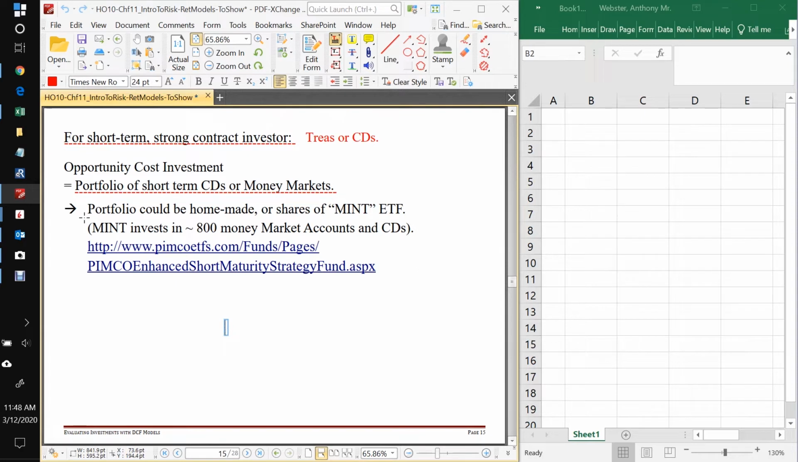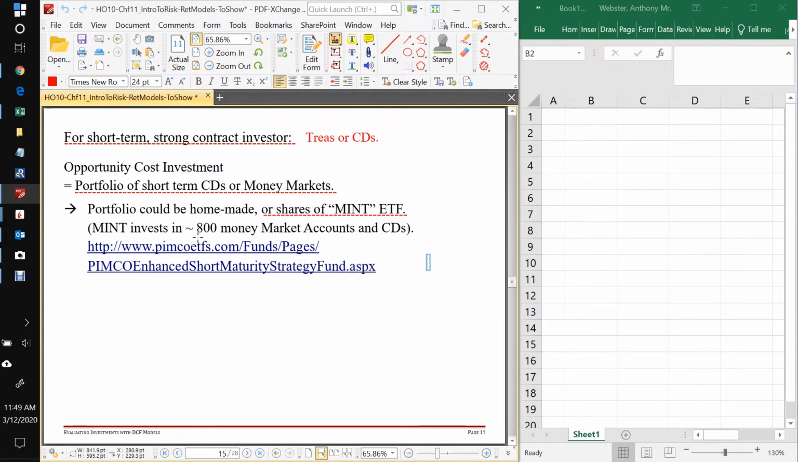She could do it herself. She could go to bankrate.com, for example, and pick 100 short-term CDs that were available there and say, okay, that's my portfolio. Or what would be even easier, and what I would do because I'm so lazy, is say that the opportunity cost investment would be shares of what's called the Mint Exchange Traded Fund. This is something you can look up at Google Finance or Yahoo Finance, and it invests in about 800 money market accounts and CDs. And here's a hyperlink for it where you can go right to its prospectus and see what it's all about.